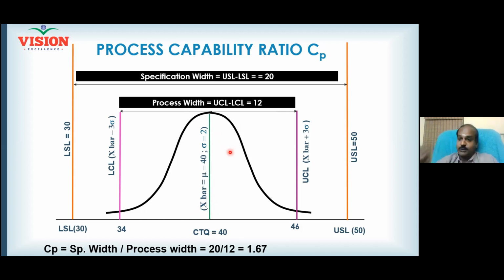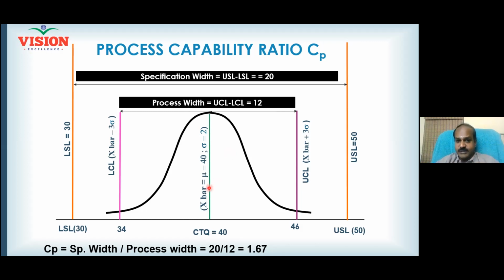You need to ensure that all the outputs that are coming out from your process are closer to the center. Earlier, you ensured that your center is on the target. Now you need to ensure everything is around the center, and the center is on the target. That means everything is good.